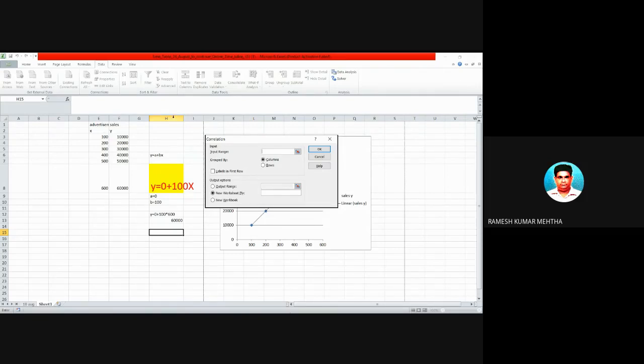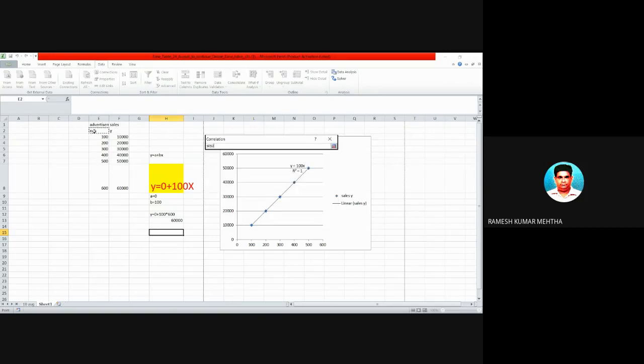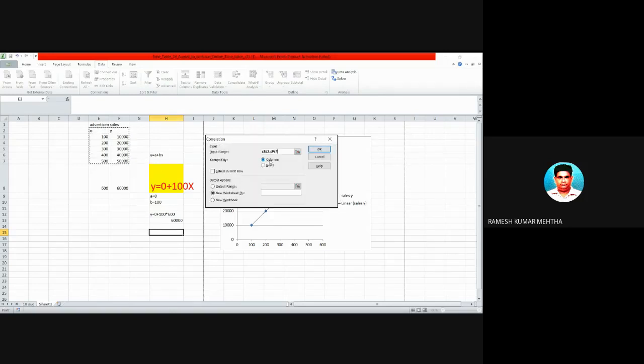So I will drag this data like this, and next I will go to column. I am doing correlation column wise, column E and column F. So I clicked on column. Now I am going to click on labels. Why labels? Because I am taking x and y as a label also. So I clicked on the label.